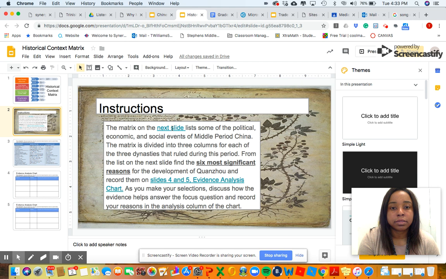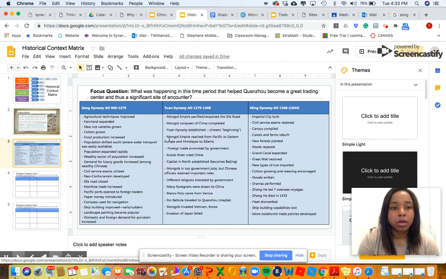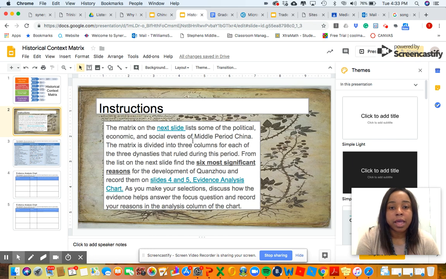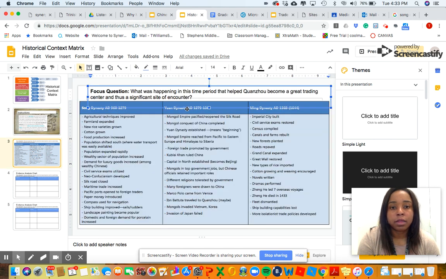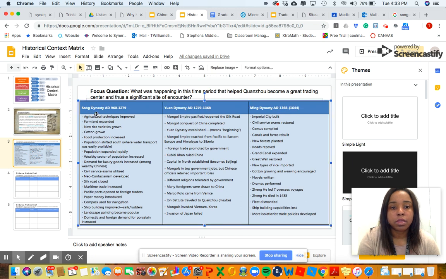If you click on next slide, actually, it'll give you a link. You click on it, and it goes to this slide, which is the next slide. That slide lists some of the political, economic, and social events of middle period China. So here we have 1, 2, and 3. All of this right here is 1 dynasty, 2, and 3. And these are all the things that happened in these dynasties. That's what the lists are about.